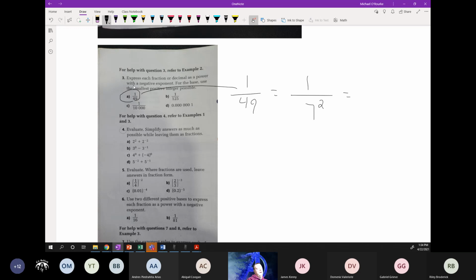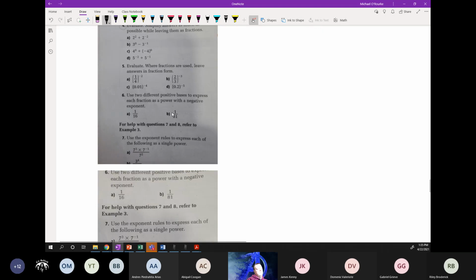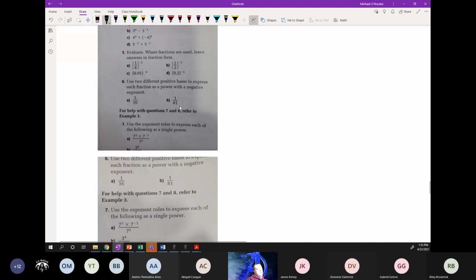Now it says express the fraction as a power with a negative exponent. We have a positive exponent here. How do I make that negative? Can someone help me out? Just put a -2, then flip it. Good. I flip it and give it a -2. Perfect. These ones are good. Remember, with fractions, you just flip them.